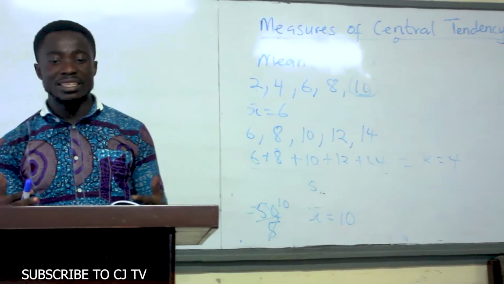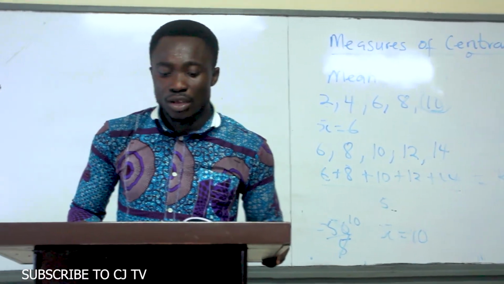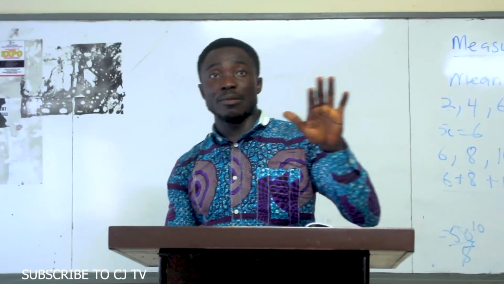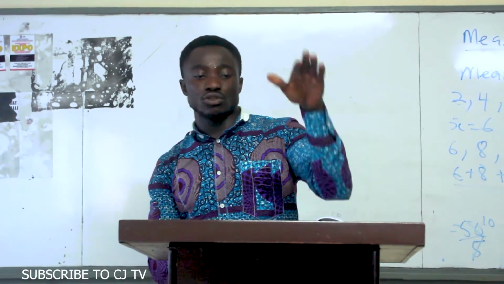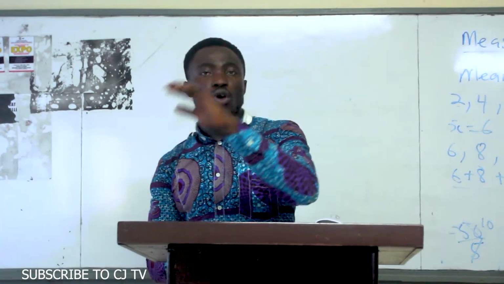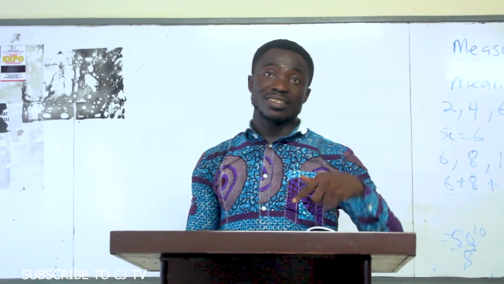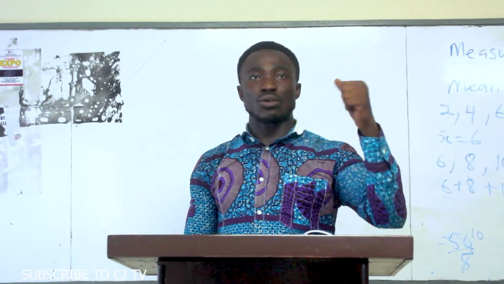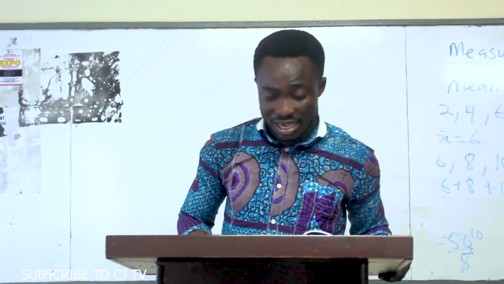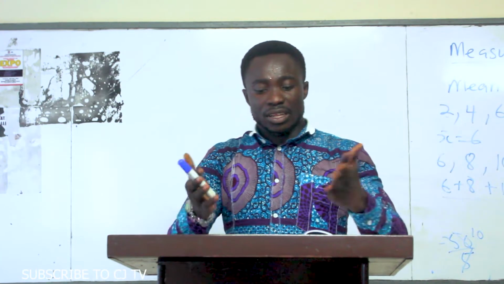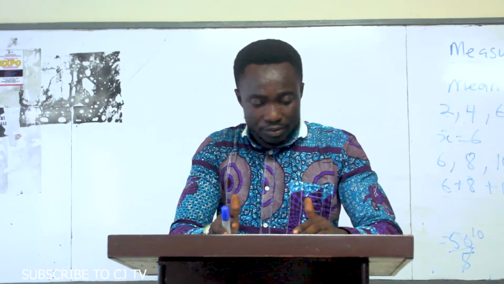So there is no need to calculate whenever you have the same number added to every individual score or subtracted from every individual score. What you have to do is just add the constant to the old mean, or subtract the constant from the old mean. Now, let's look at the next property.